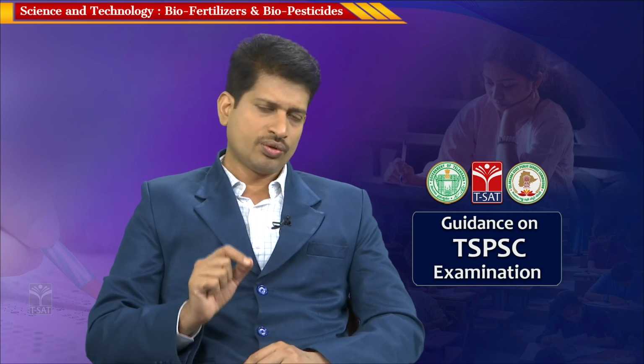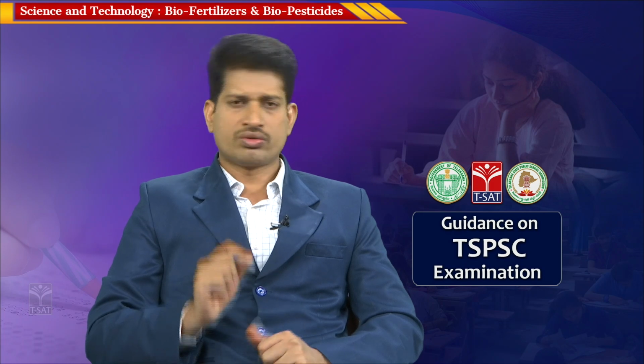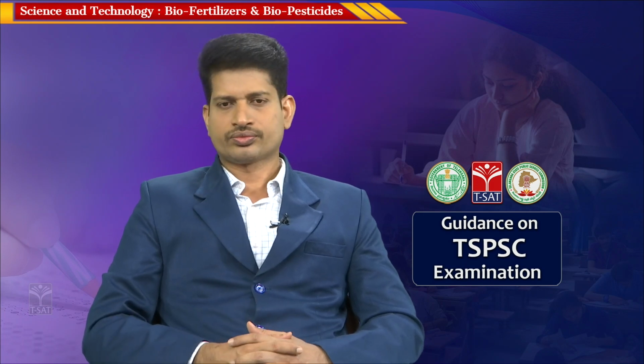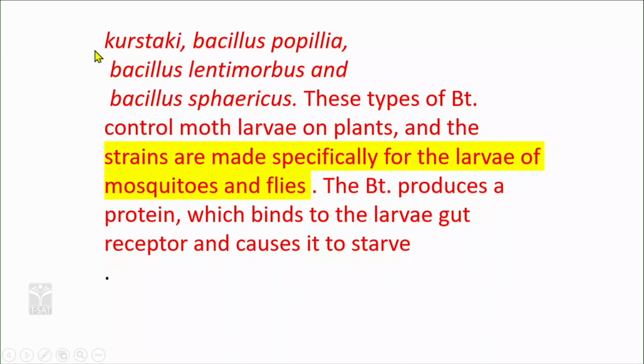But the advantage with biopesticides is that they are pest-specific, meaning they only kill certain organisms which are acting as pests to the plants. The different strains of this bacteria produce different mixes of proteins and kill specific insect larvae. That is the main advantage with Bacillus thuringiensis. So, these are the different species here.